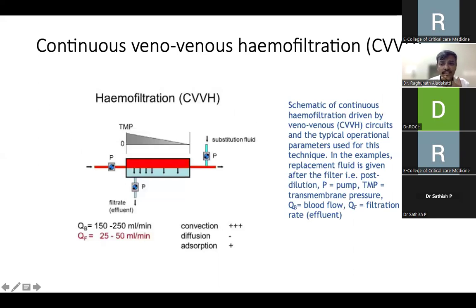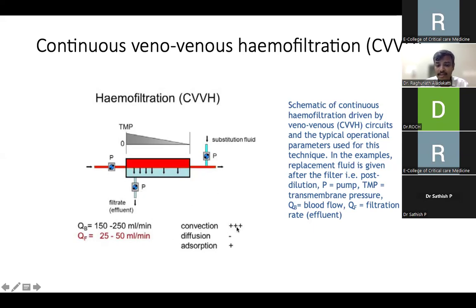So this is the schematic of continuous hemofiltration driven by venous circuits. We can see here blood is coming through in this direction. Transmembrane pressure is reduced because equilibrium is attained here. The substitution fluid is given post filter. You can see the transmembrane pressure, and blood flow is maintained around 150 to 250 ml per minute. Filtration rate is 25 to 50 ml per minute.